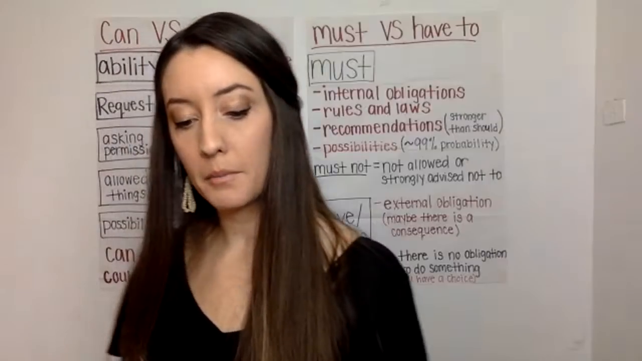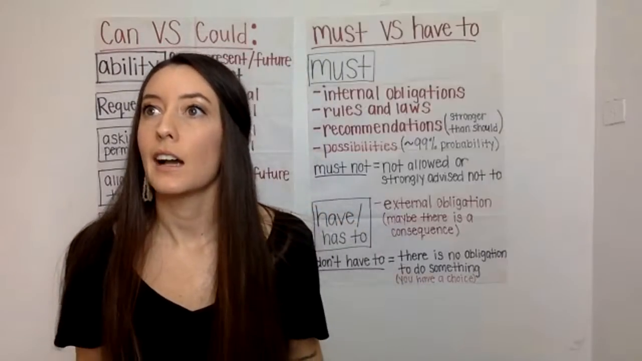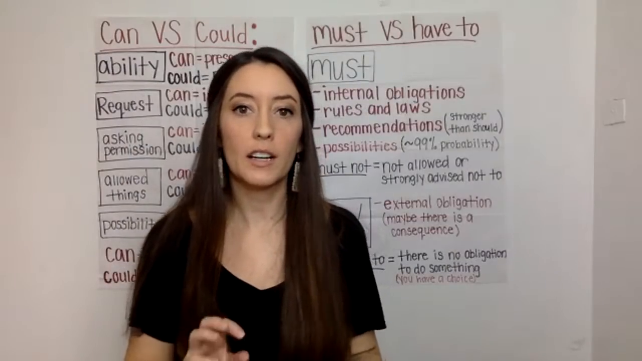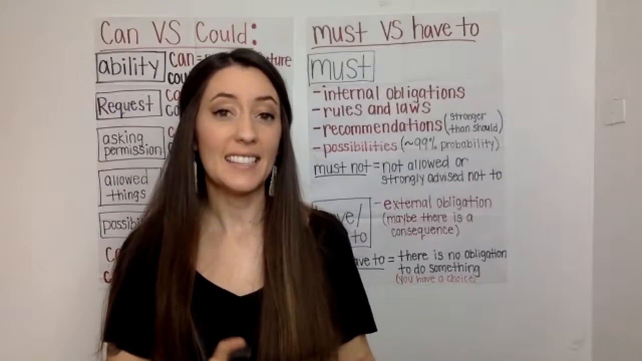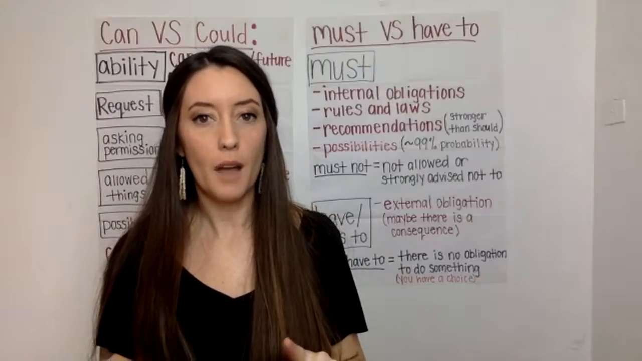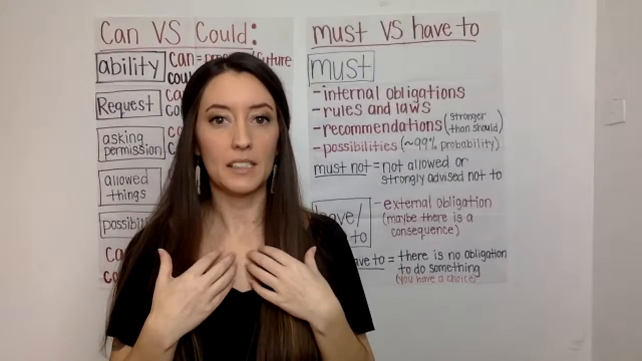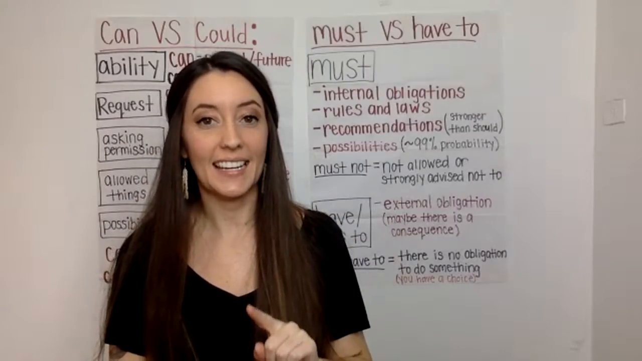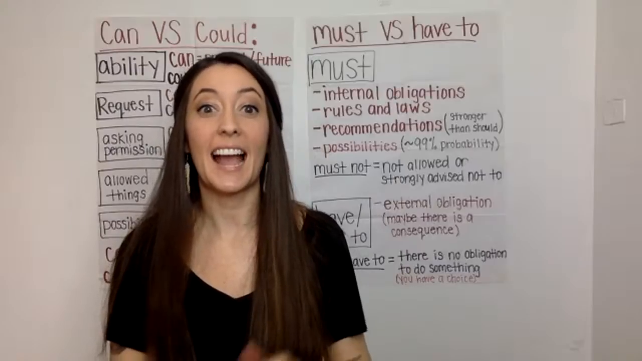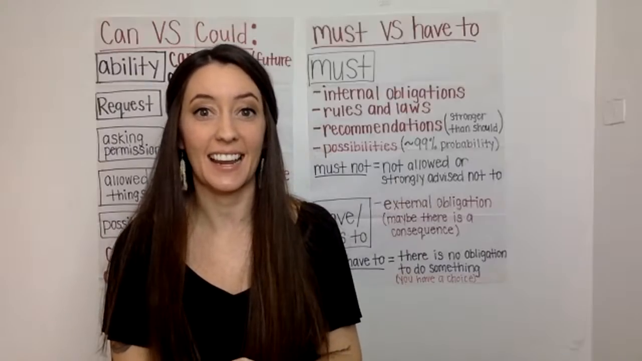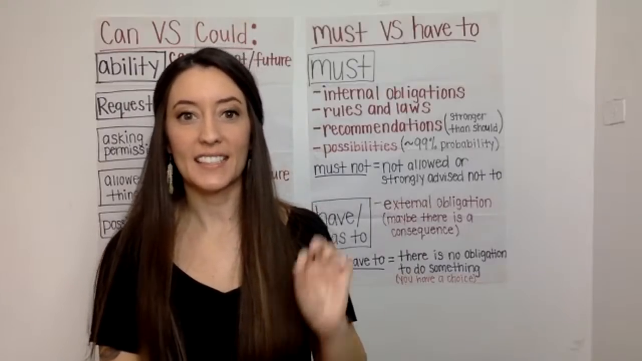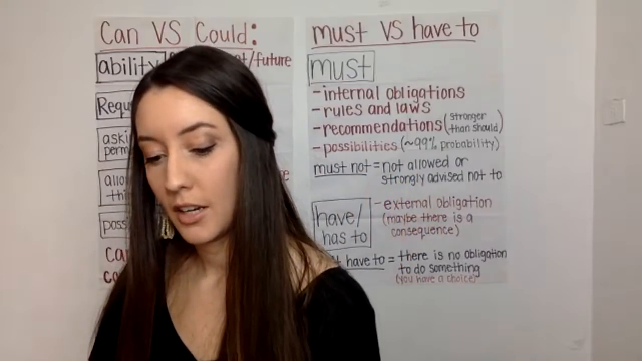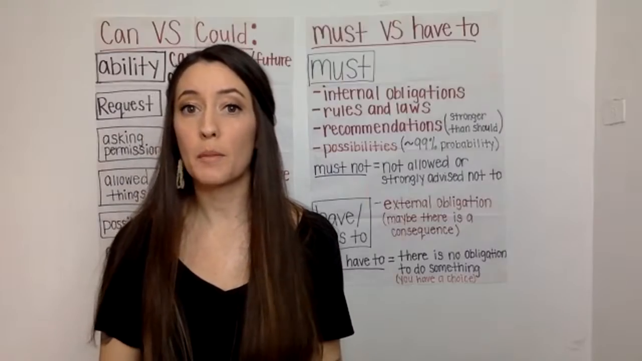So this is the difference between the internal obligation and the external obligation. Another example could be maybe you say, I must finish my essay tonight. You have homework, I must finish my essay tonight. It's not due tomorrow, but you feel like it needs to be done tonight. However, if the deadline for your essay is tomorrow, you would say, I have to finish my essay tonight. It's due tomorrow. That's the external obligation. Okay, that's the difference between must and have to.